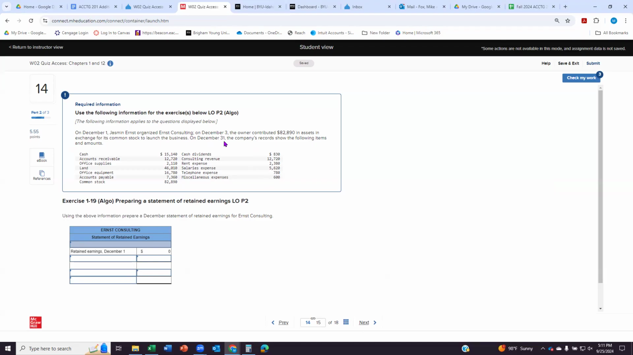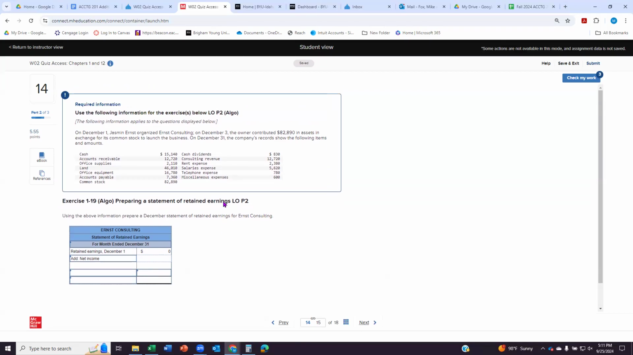And so on December 31st, the company's records show the following items. So this is a brand new business, okay? So first of all, our retained earnings again is always for a period of time. So we're going to say for the month ended December 31st. Our retained earnings at December 1st was zero, meaning brand new business. There was no retained earnings. And then what increases our retained earnings is our net income or profit that we've made during the previous period.